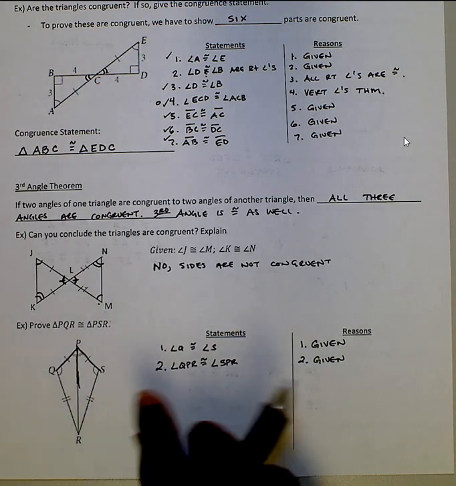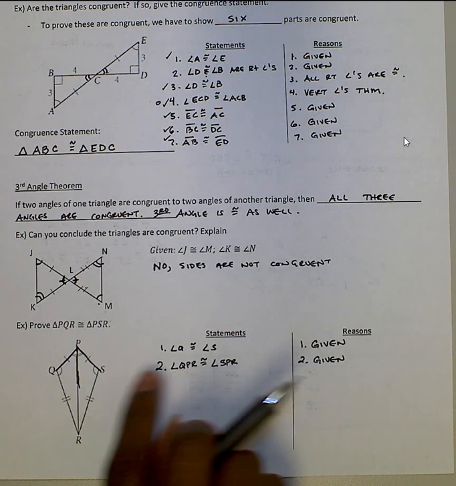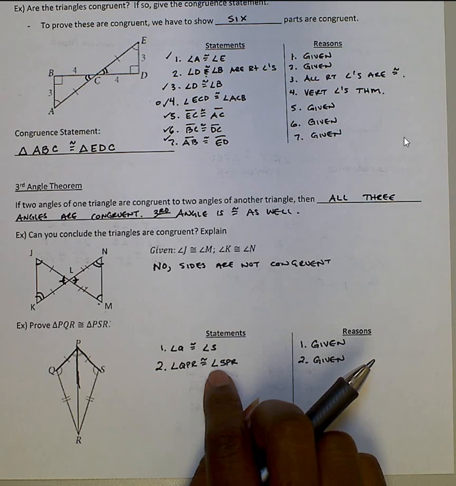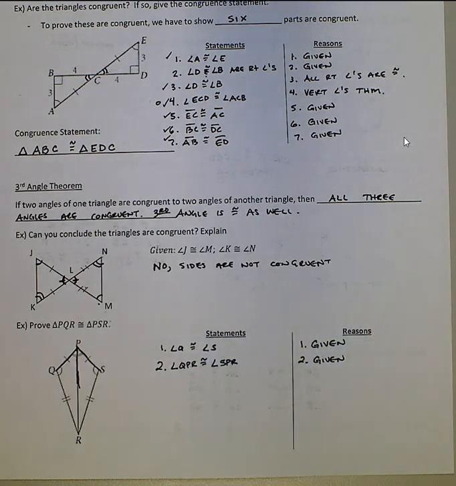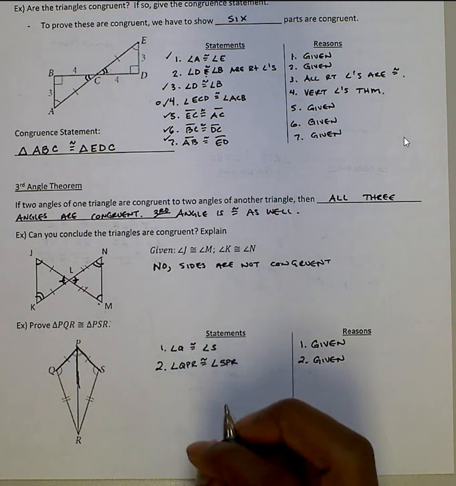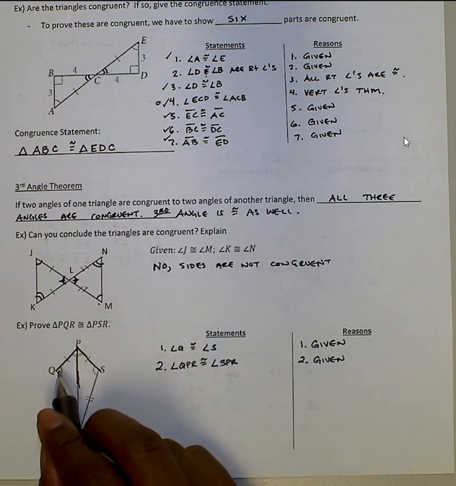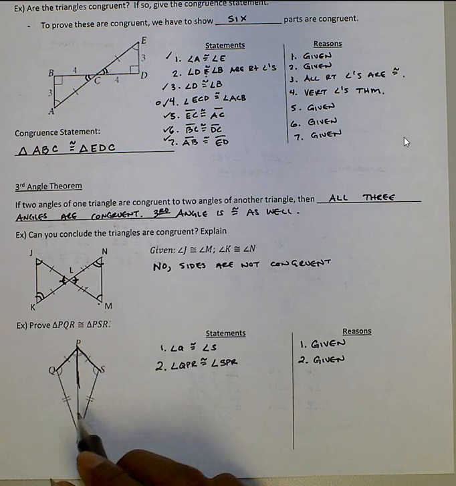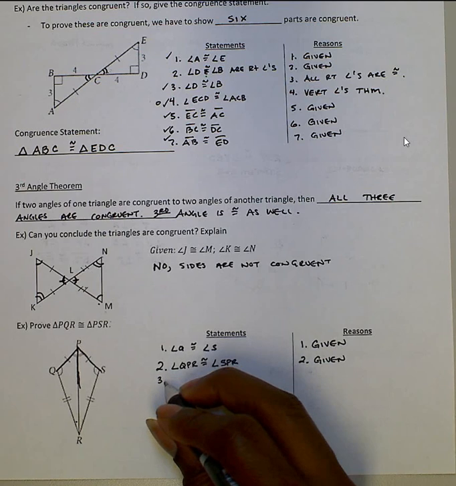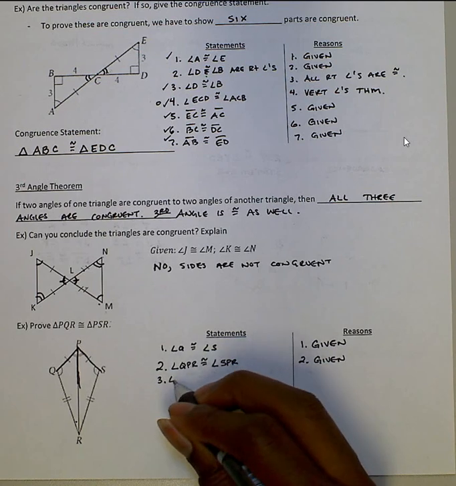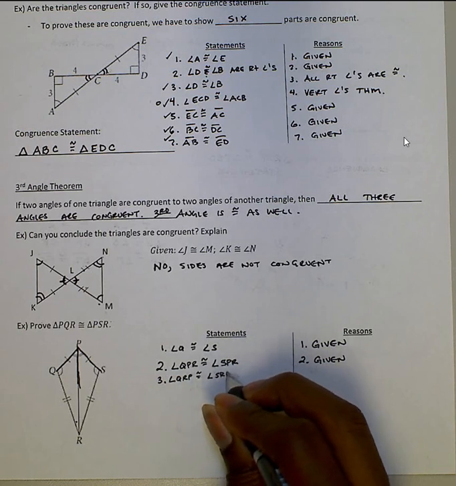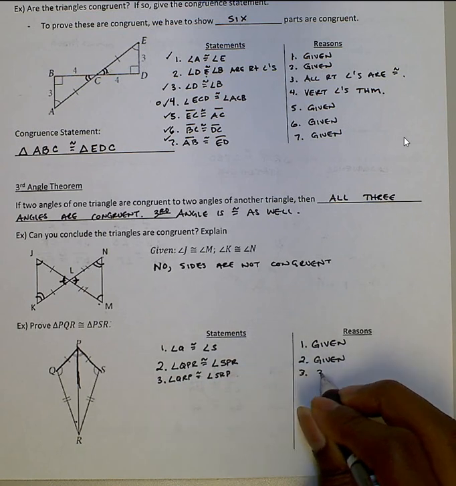Okay, I try to make it a habit to go from corresponding angles or parts if I can. That way, if I need to do a congruent statement, then I'm able to just kind of refer back to it. Okay, so I have those two. And now from those two angles, I know if these two angles are congruent to each other, that means that this third angle has to be congruent as well. So I can say, okay, angle QRP is congruent to angle SRP. And that is the third angle theorem.